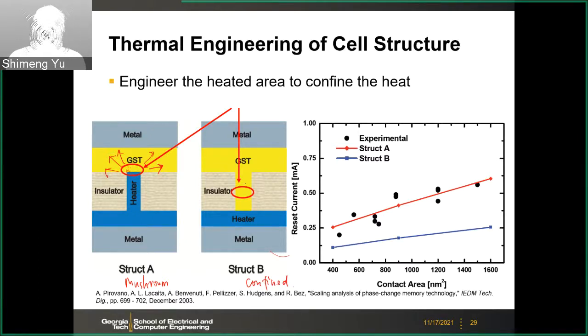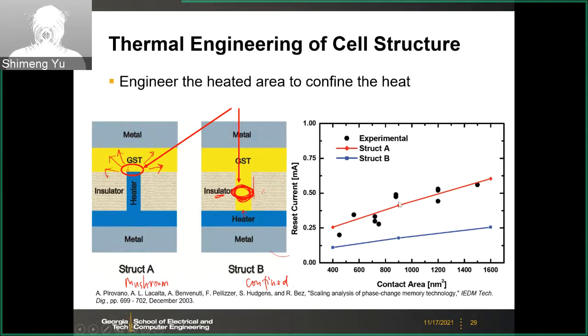The reason it's confined is that in this via, you deposit the GST. The heater is underneath. So when the heating happens, it will happen here, and on the side, it will have the insulator, and the insulator is thermally insulating too. So heat will be confined in this part. So even passing the same amount of current, the temperature of this confined cell can be higher. That means you can apply less current to achieve the same temperature.